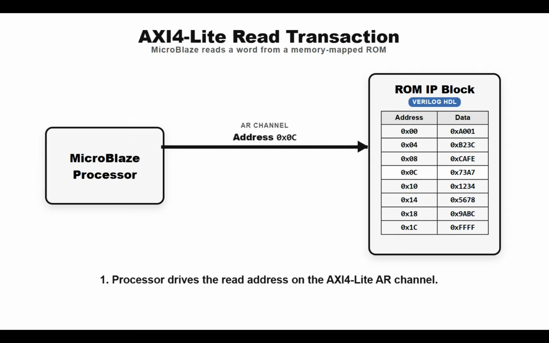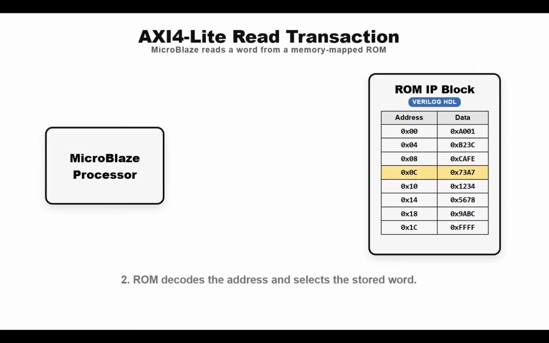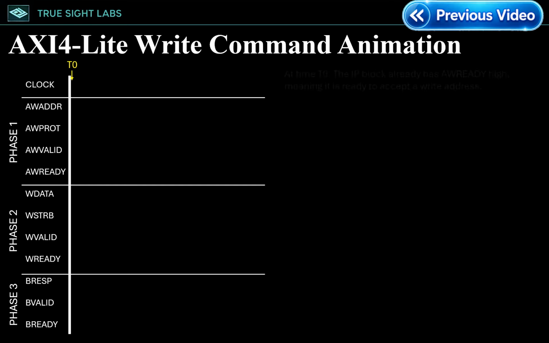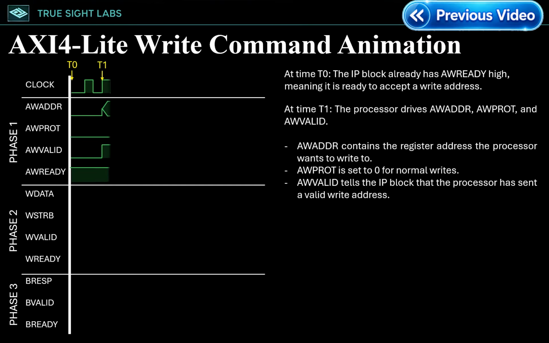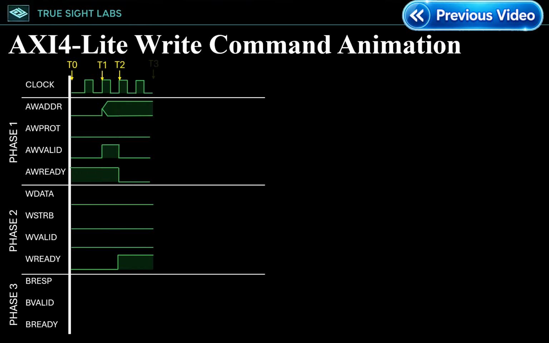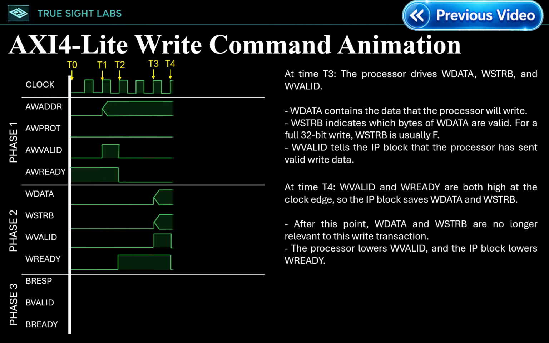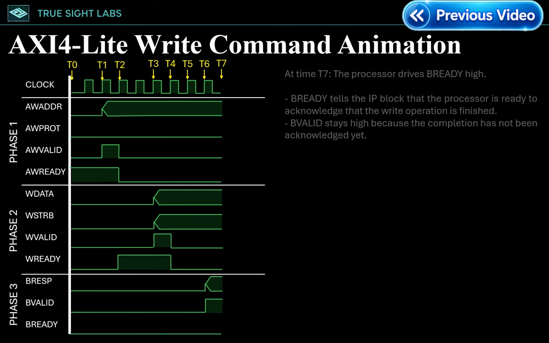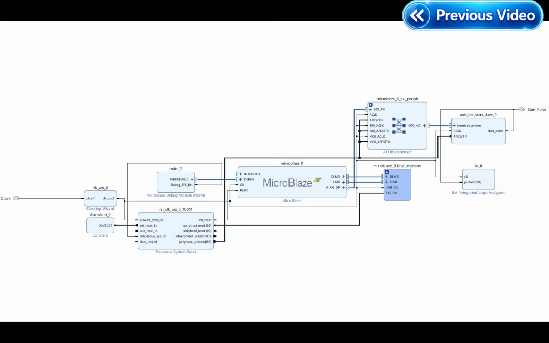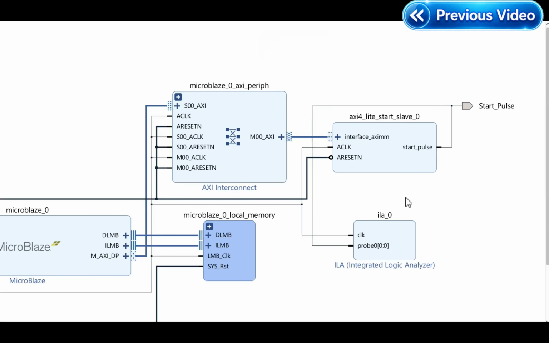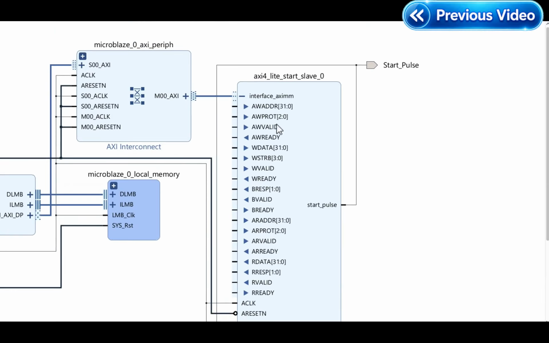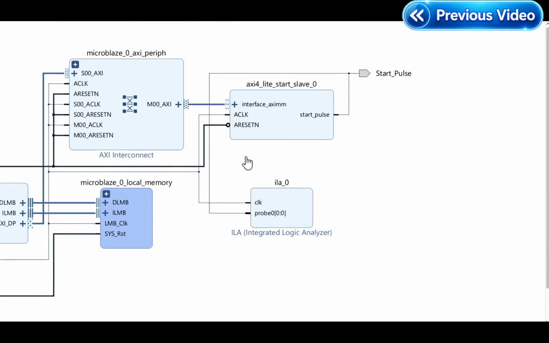When the MicroBlaze processor issues an AXI4-Lite read command, the ROM returns the requested value. Before watching this video, I highly recommend watching the previous lesson. In that video, we explained how the AXI4-Lite write command works and went through an end-to-end example of designing custom IP. We also created the MicroBlaze block design that will be reused in this video. Because of that, this lesson will focus on the read command IP itself. We will not repeat the full block design setup, since that was already covered in the previous video.